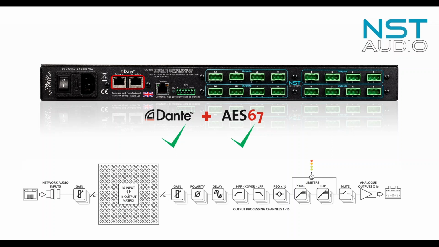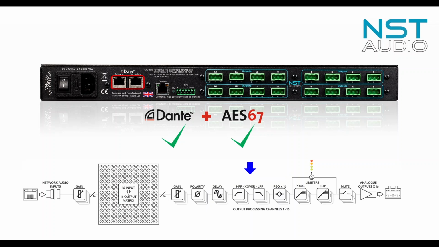Ahead of the 16x16 matrix, we have a gain trim to allow levels to be matched for all channels chosen from the network. Next we have a 16x16 matrix that can mix any input from the network to any analog output channel. Each output channel has available output gain, polarity or phase switch, and 1.3 seconds of delay.